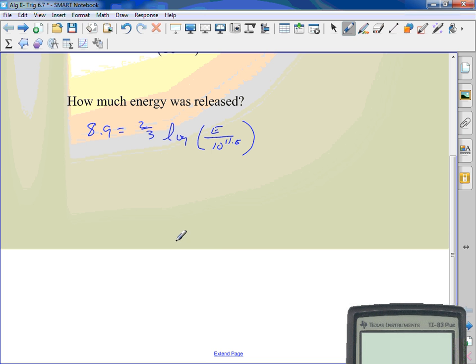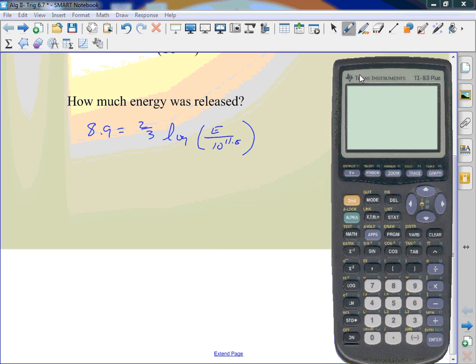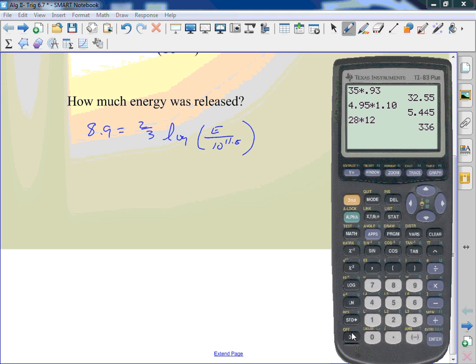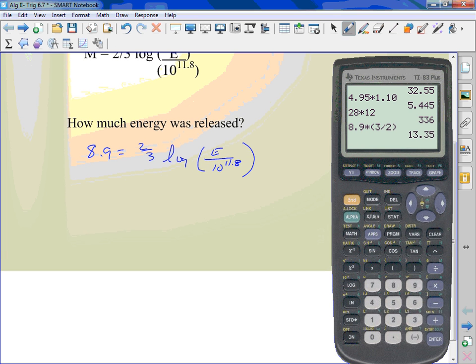What would be my first step? Multiply by 3/2, or divide by 2/3. 8.9 times 3/2. So I have 13.35 equals log of E over 10 to the 11.8.